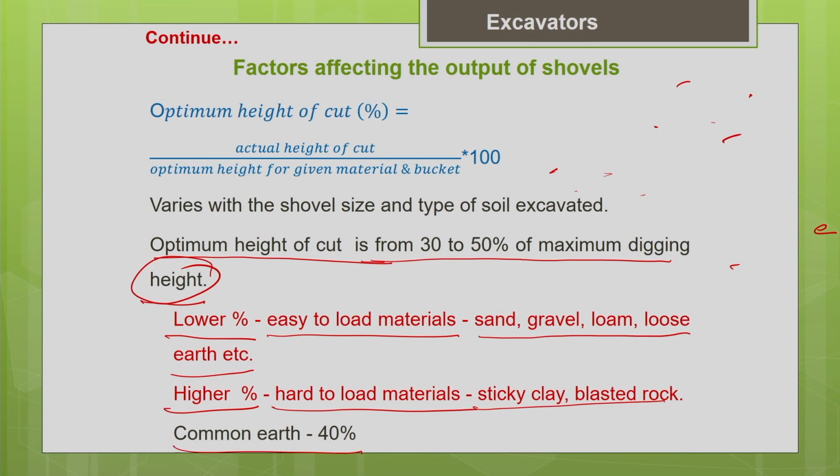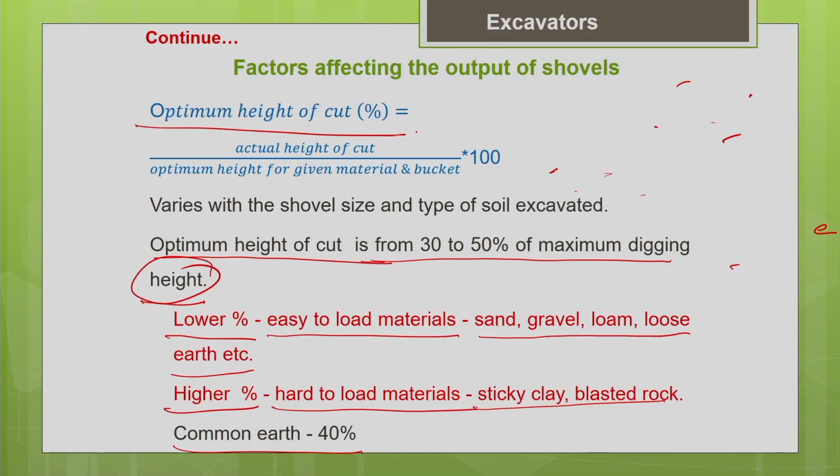But in your project, the actual height of cut may be different from the optimum height of cut. As I told you, if the actual height of cut is lesser than the optimum height of cut, it will affect the productivity. If the actual height of cut in your project site is greater than the optimum height of cut, in that case also it will affect your productivity. How it is going to affect the productivity, we need to assess. So, we need to apply some correction factor to the productivity depending upon the actual height of cut in your project site. That is what we are going to do now.